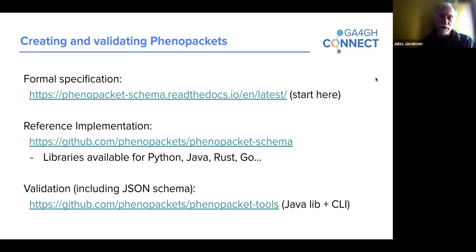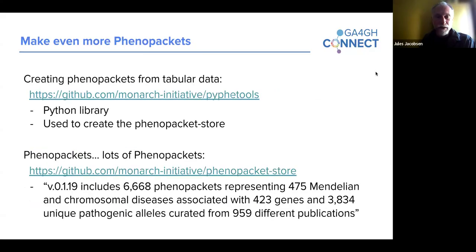So we're using JSON schema to do the validation, and you can find that in the Phenopacket tools. That's a Java library, which is wrapped in a CLI as well. So you can use that in pipelines if you need to do some validation on large amounts of Phenopackets. Again, this is very much a rare disease focused thing, so it uses the HPO as one of the ontologies for defining the phenotypic features.